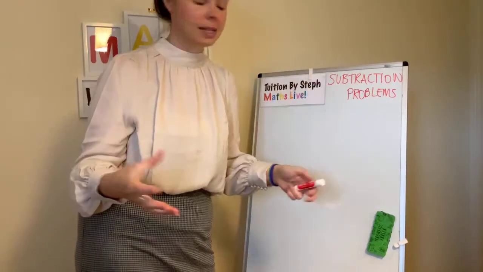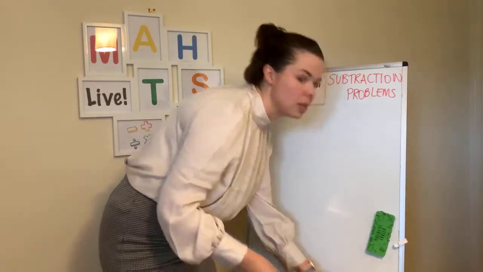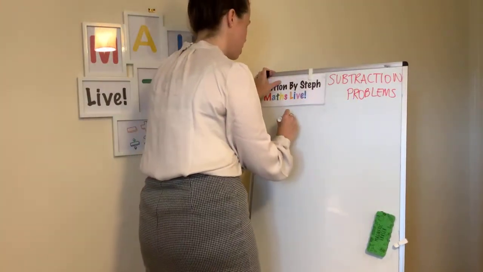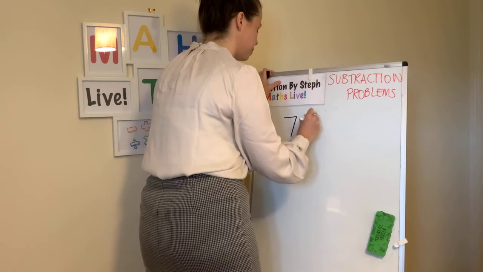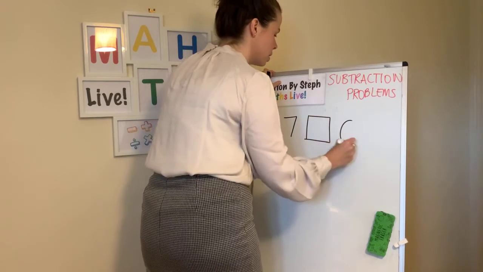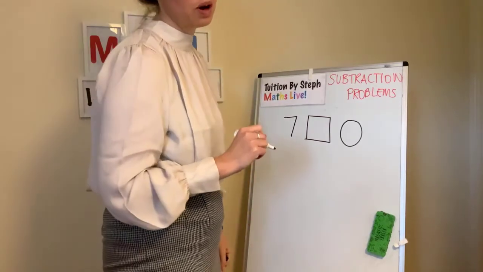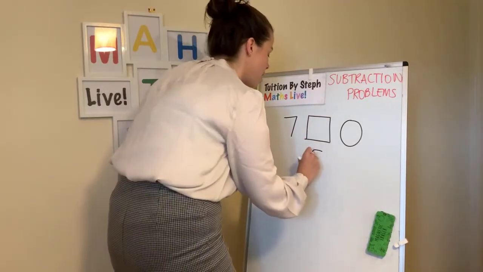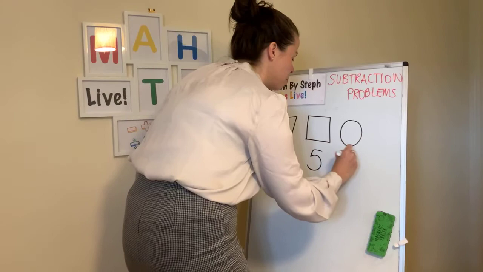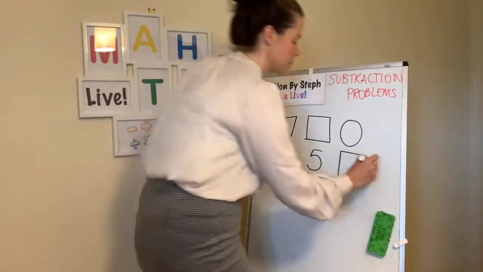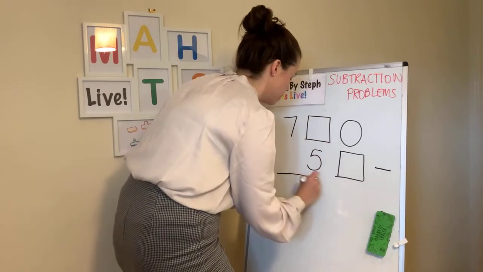Okay, let's step it up a little bit. Now we're going to go on to 2 missing boxes, and we're going to go to the hundreds. So 7, blank box, 0. So we don't know our tens in this one. And then we've got 5, and then we've got a blank box. So 2 missing boxes now, but we follow the same step and we know we're subtracting.